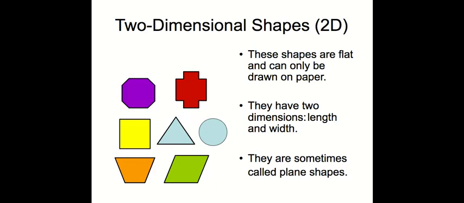Two-dimensional shapes are flat. You can draw them on a piece of paper. We call them two-dimensional because they have two dimensions, length and width.